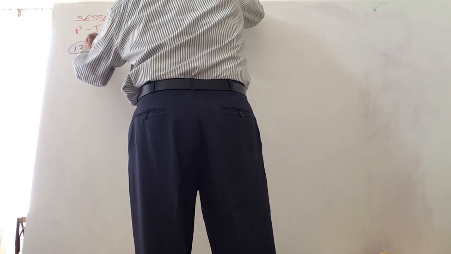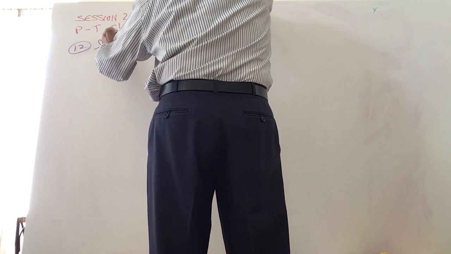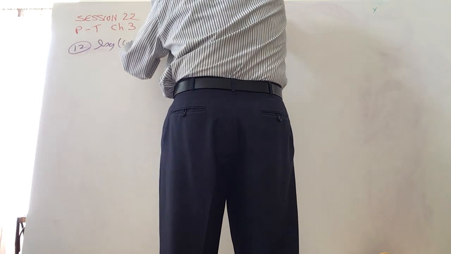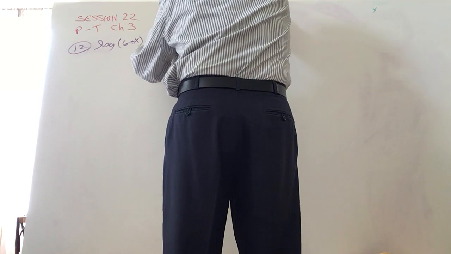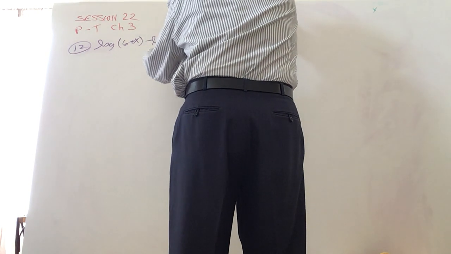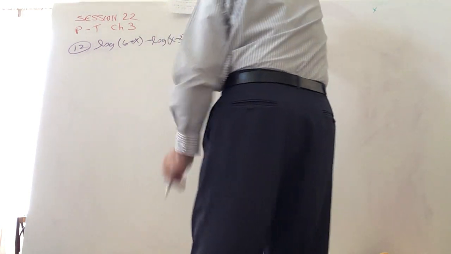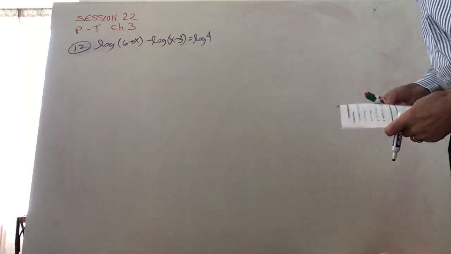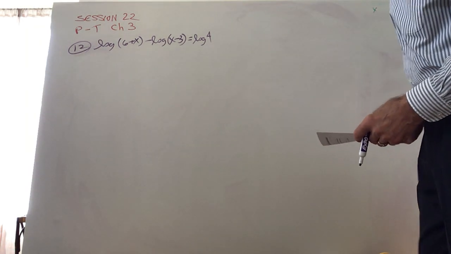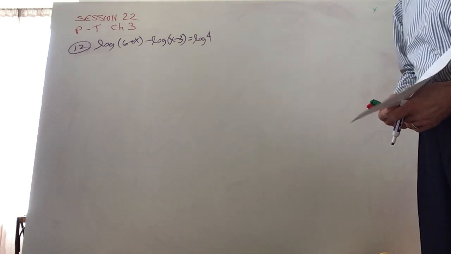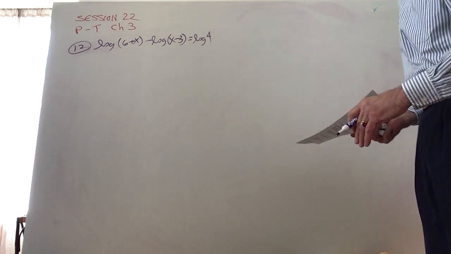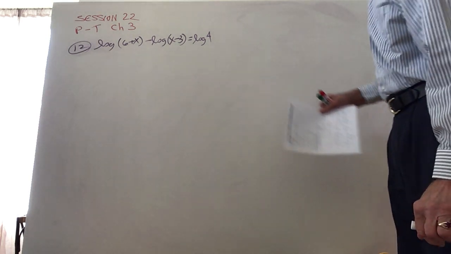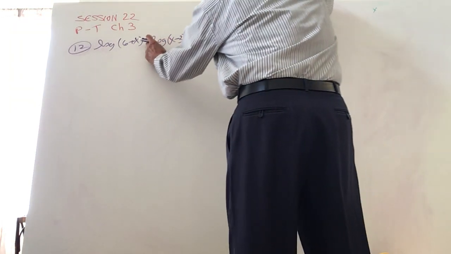Number 12: log of 6 plus x minus log of x minus 3 is equal to log of 4. In fact, I'm hoping that maybe you went ahead of me here and probably solved this already even before I get a chance to put it up. You should know that we like to compress this if we can to get log on one side equal to log on the other. Just as we tried to match the bases here, we'll try to match the logs also. And the minus sign here means division.